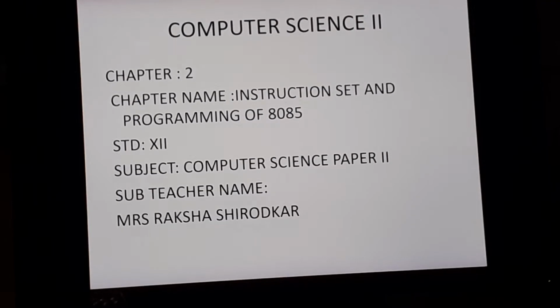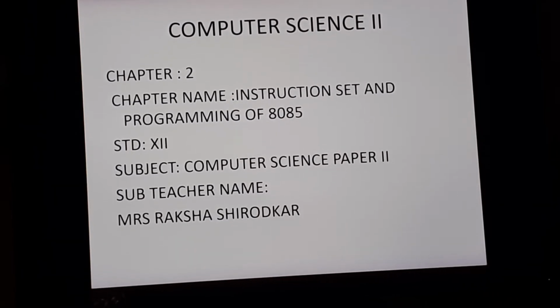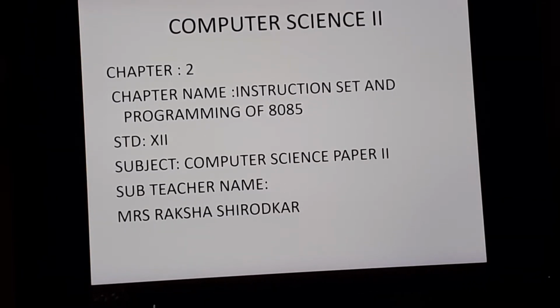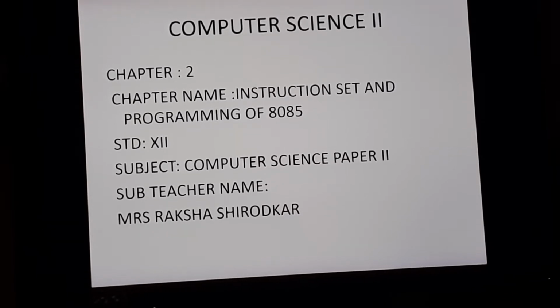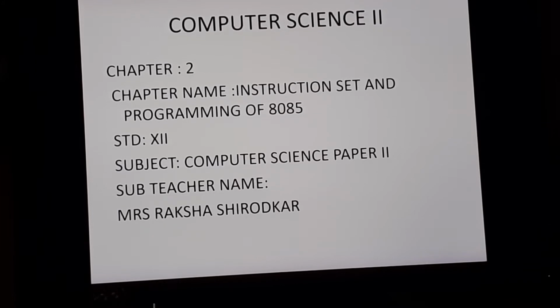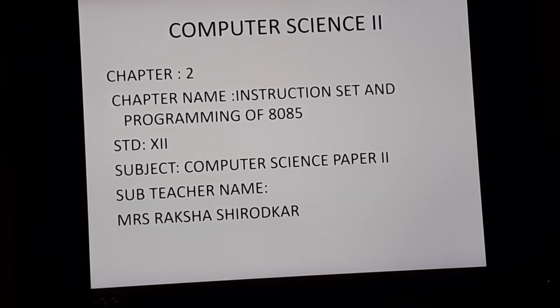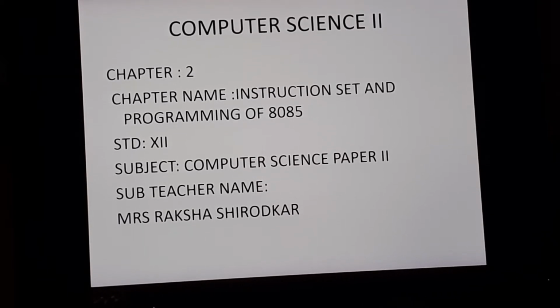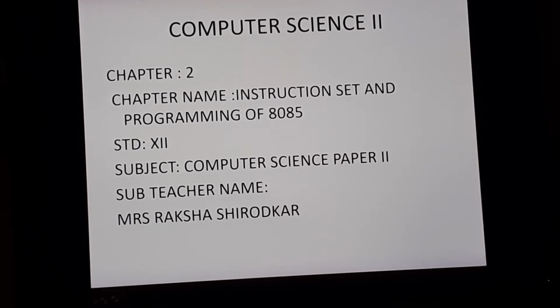Last time we completed chapter number 1 from Computer Science paper 2. So today we'll continue with the same subject, Computer Science paper 2, but chapter number 2. The chapter name is Instruction Set and Programming of 8085. This chapter is very important from the exam point of view for theory as well as for practical. So we have practicals for this particular chapter.